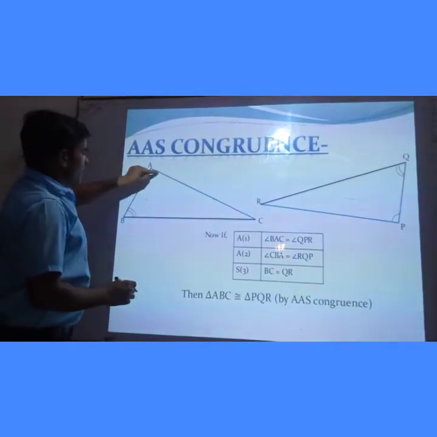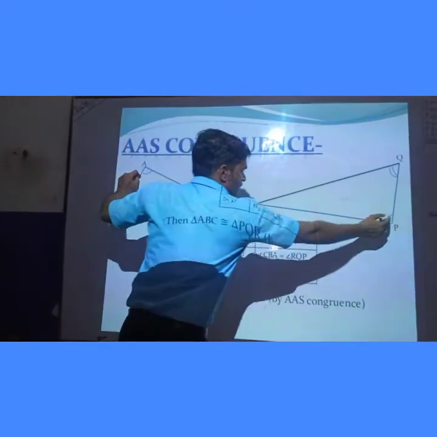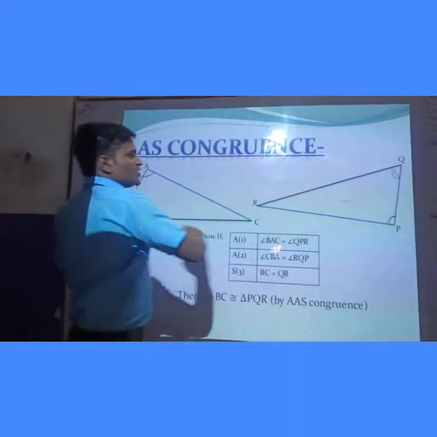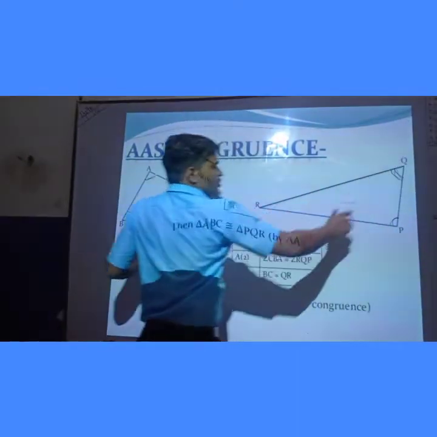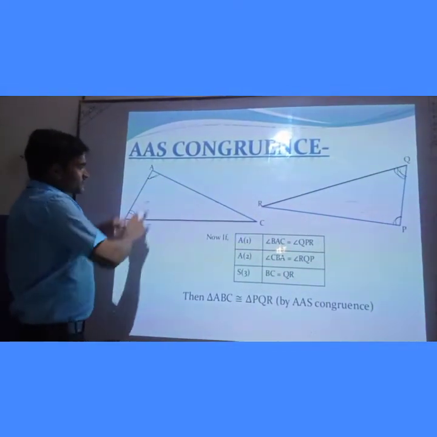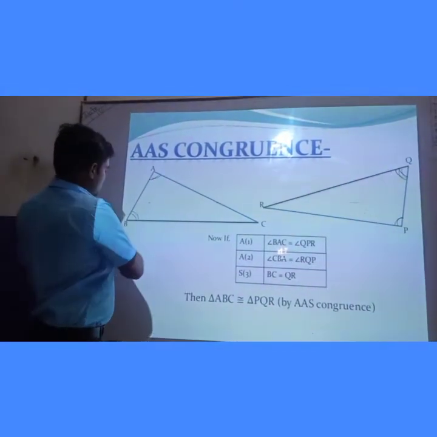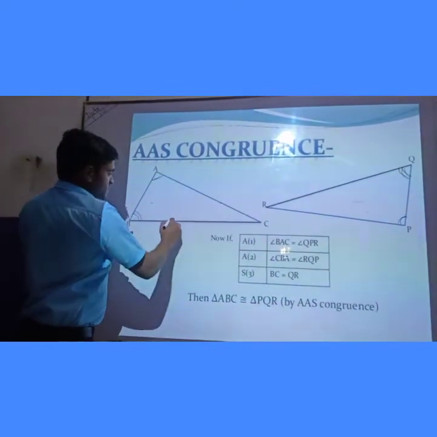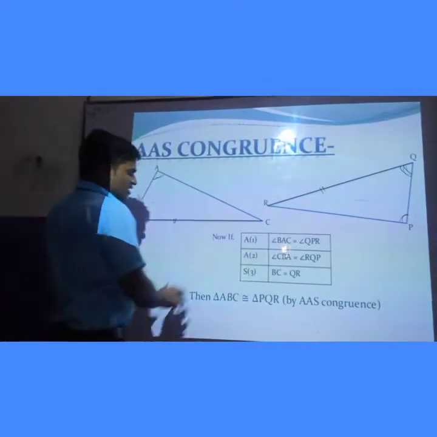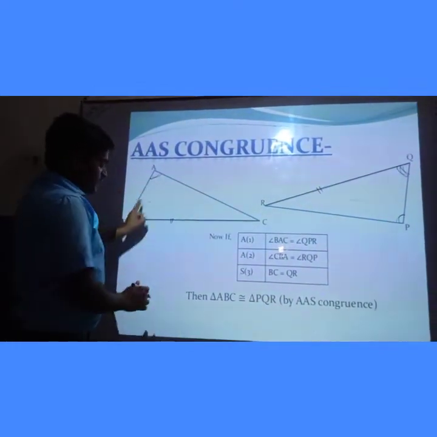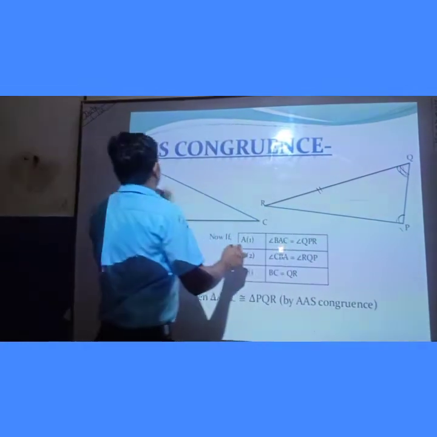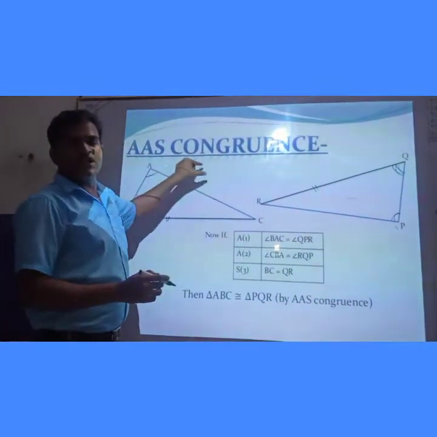Since, children, angle A is equal to angle B, and angle B is equal to angle Q, that is given in the figure, as well as side BC is equal to side QR. That's why triangle ABC is congruent to triangle PQR by AAS congruency criteria.